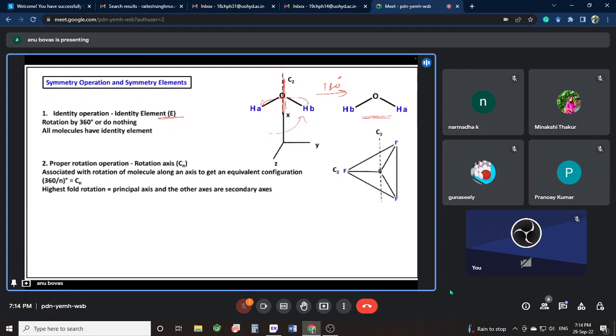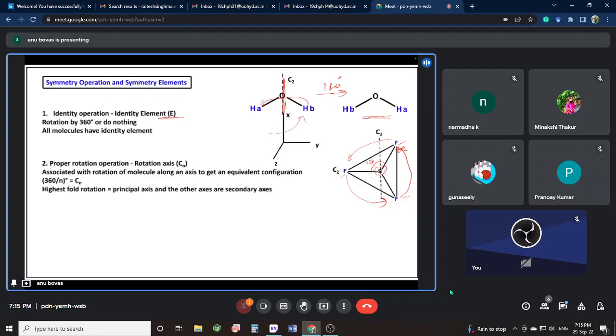Another example is BF3. What is its structure? Consider boron and all three fluorine atoms in one plane, and imagine a C3 axis passing through the boron atom. If we rotate it by 120 degrees, this fluorine will come here, this will come here, and this will come here. That means effectively it is the same. So we get an indistinguishable structure by rotating it by 120 degrees, so it is said to have a C3 rotation axis.